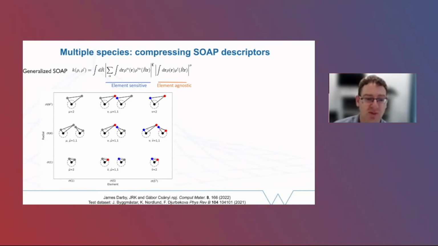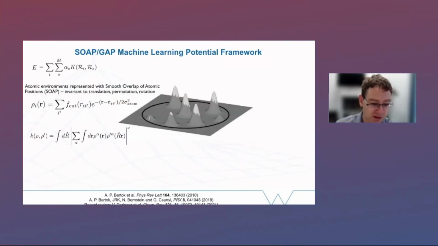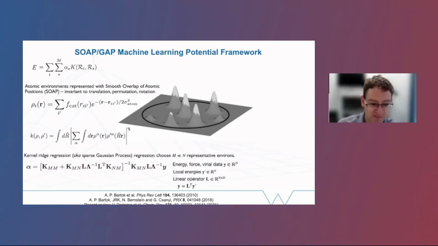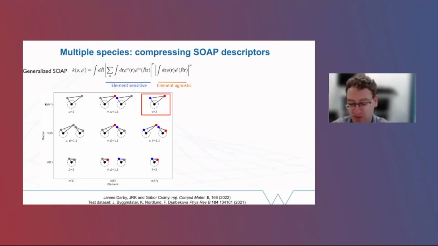And by choosing these powers, mu and nu, if I go back for a minute, you'll recall in the original, there's just a single power here. We typically set this to 2. Then by spreading the representation between the sensitive part and the agnostic part, we can compress the size of the representation. The original representation, the original SOAP, as I mentioned, scales quadratically with the number of species and also quadratically with the size of the radial basis set, how well we describe things in the radial direction.